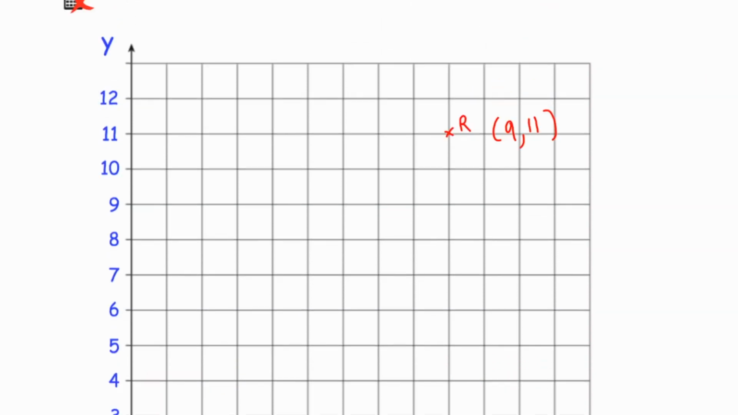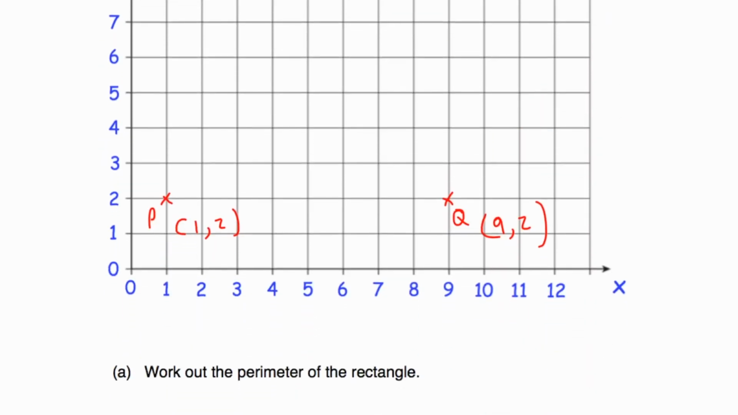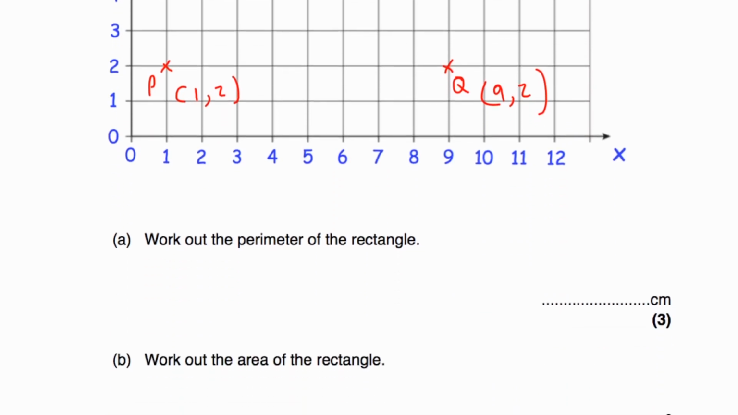And then if we go back up to the question, it says P, Q and R are coordinates of the 3 vertices of a rectangle. So we've got a rectangle and these are 3 of the corners, or 3 of the vertices. And the question says, work out the perimeter of the rectangle and work out the area of the rectangle.